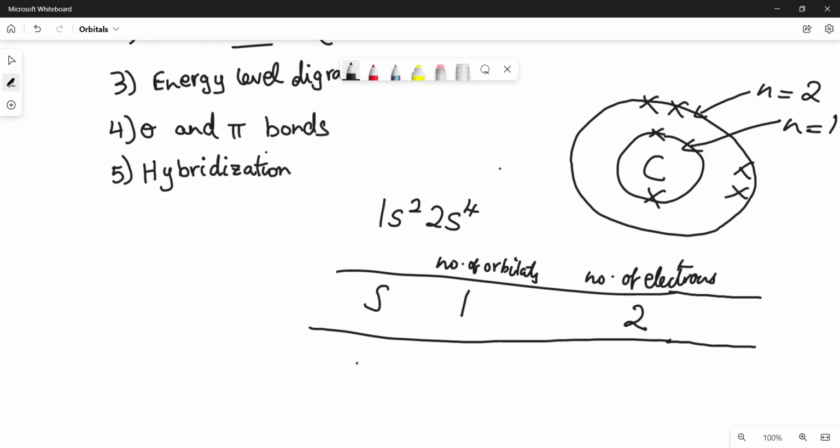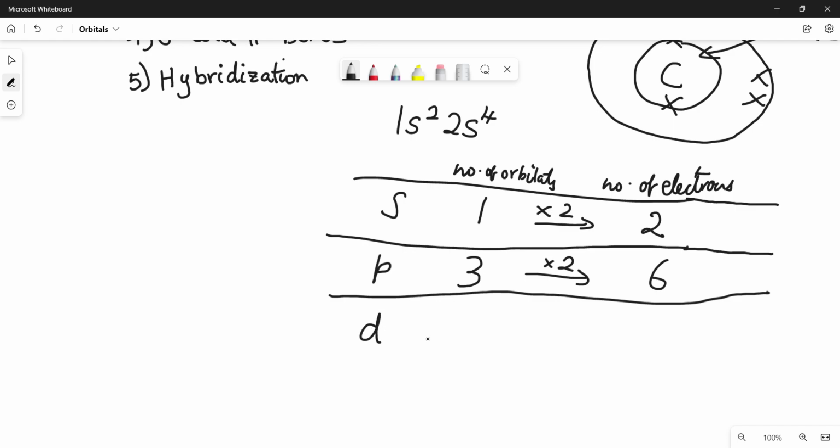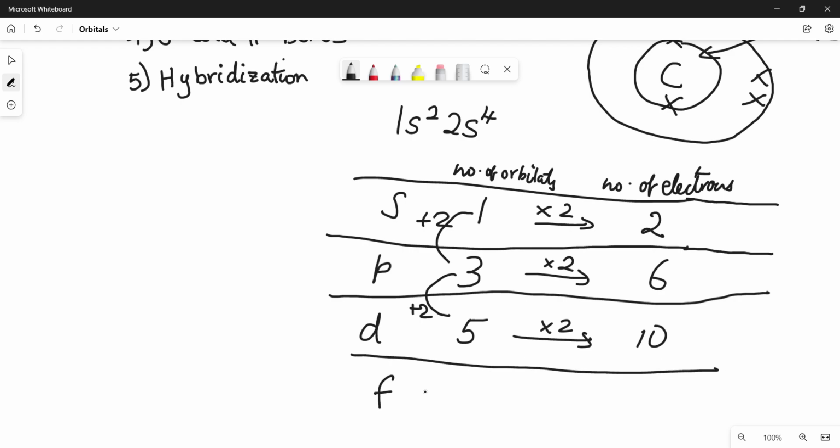And let's keep going. Let's go to P now. So P has plus 2 orbitals, so it has 3 orbitals. And so you just multiply by 2 to get the number of electrons. So it's 6, like we did here, multiply by 2. And for D, you can guess it. It's just 2 more, plus 2, so we get 5. And we multiply this by 2 to get 10. And for F, you can do the same thing. It's 7, and you multiply by 2, and you get 14.